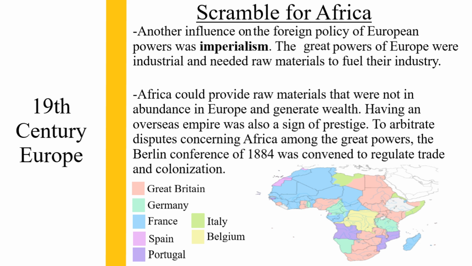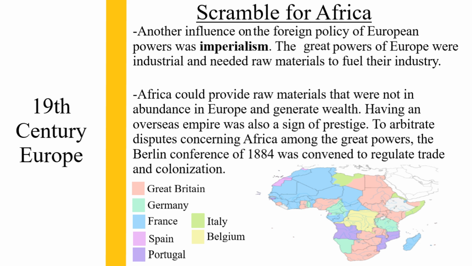The scramble for Africa. Another influence on the foreign policy of European powers was imperialism. The great powers of Europe were industrial and needed raw materials to fuel their industry. So this is brought about by the Second Industrial Revolution, which happened in the 19th century. Europe, they were building these militaries, they were building these industries, but they needed raw materials to fuel all of this. And the continent of Europe did not have all of the raw materials necessary.